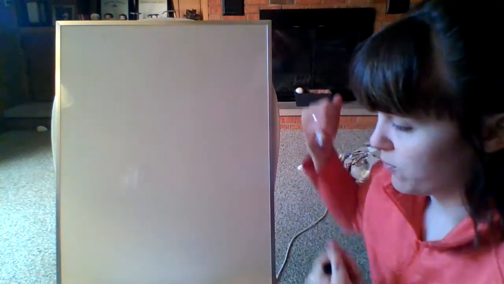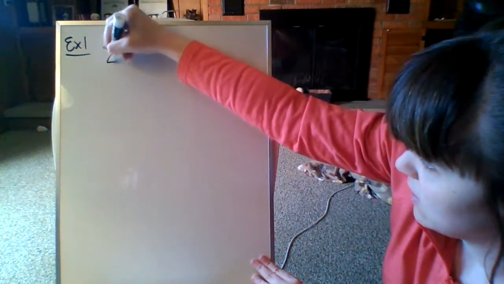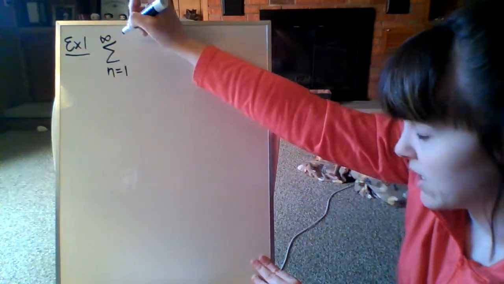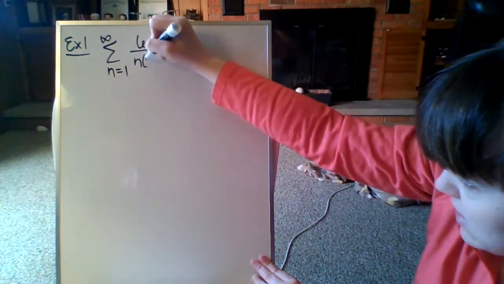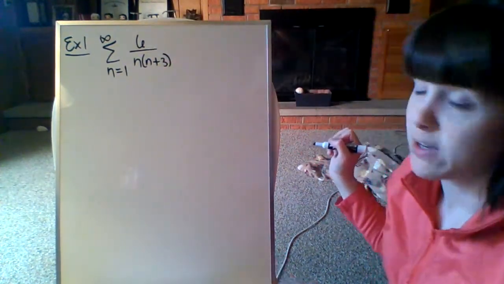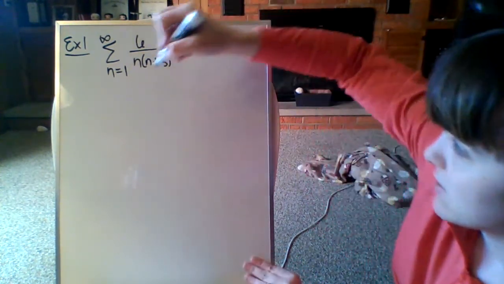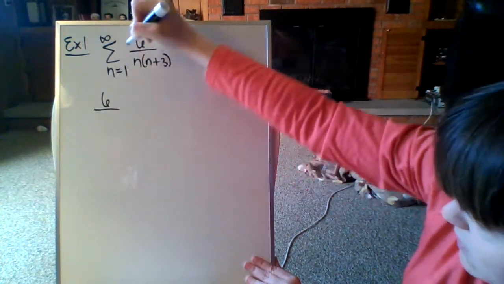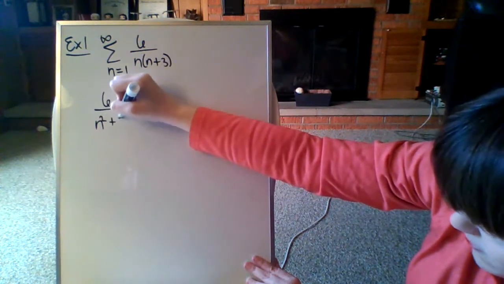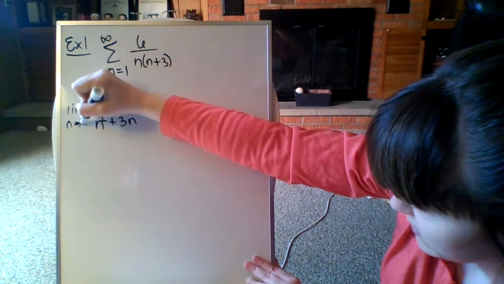Example 1, we have the series starting with n equals 1 to infinity, and it is 6 over n times n plus 3. We're going to focus on this 6 over n times n plus 3 part. I'm going to rewrite it slightly. I'm going to distribute this, so n squared plus 3n. I have to find the limit of this as n approaches infinity.